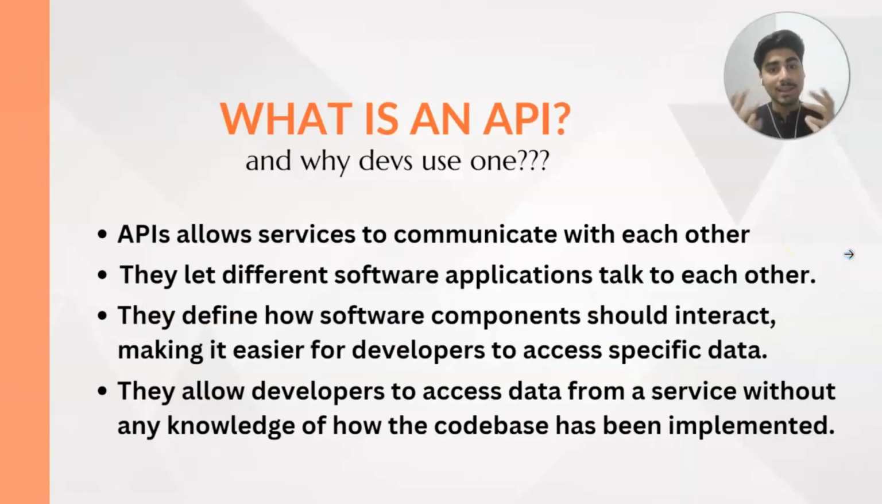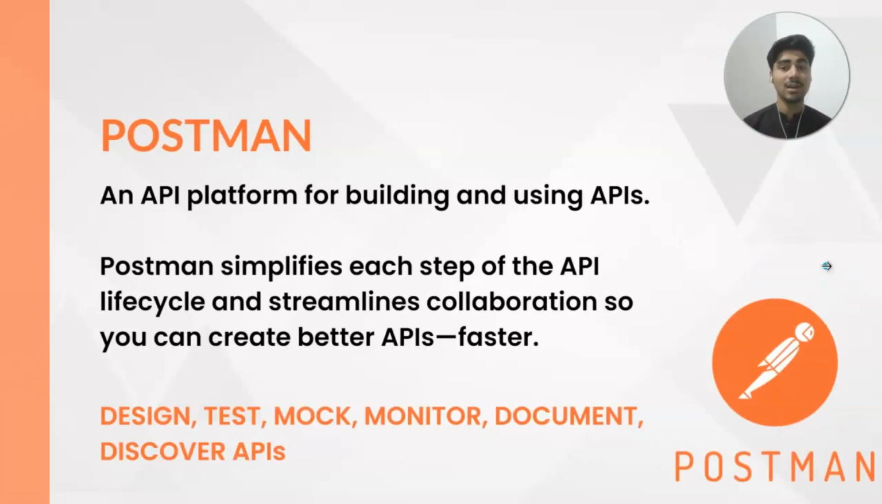So what is an API, and why do developers use APIs? APIs allow services to communicate with each other. They let different software applications talk to each other. They define how software components should interact, making it easier for developers to access specific data. They allow developers to access data from a server without any knowledge of how the code base has been implemented.